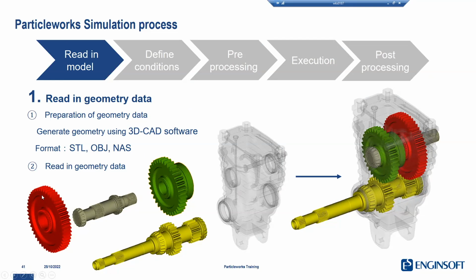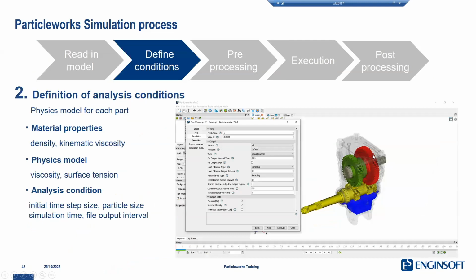You just want to export separately, perhaps the casing that doesn't rotate or move, and the gears in this case, as every gear will have a specific rotational speed. We want to separate them in the CAD and in the export. And then you can see that we can compose the case. Then we would define the various conditions like the particle size, the time step for the simulation, with the physics, so the viscosity and thermal aspects, the material properties, and, again, the numerical settings.